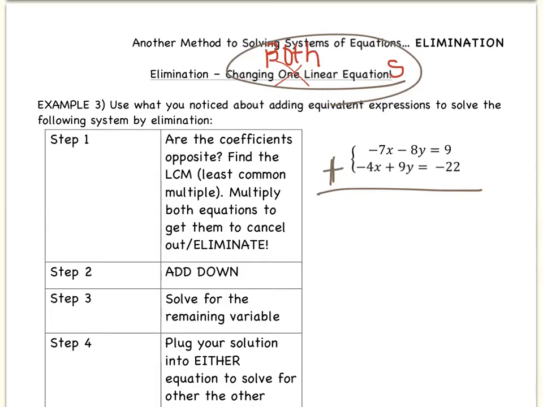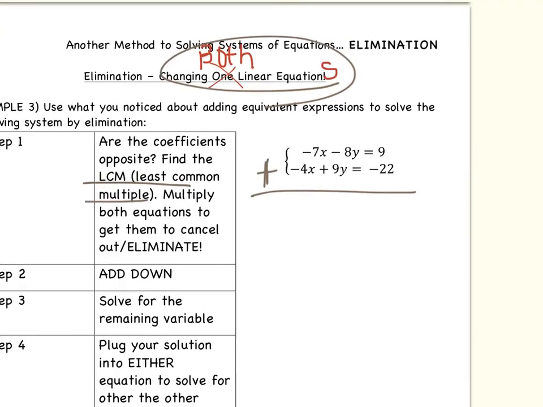negative 7x and negative 4x, first of all, they're both negative, so they wouldn't cancel, and they're not the same number. If I take a look at negative 8y and positive 9y, one of them is negative, one of them is positive, but they're not the same number. So I'm going to have to multiply each equation by something to get them to cancel. So what we're going to have to do is find the least common multiple in order to get them to cancel.